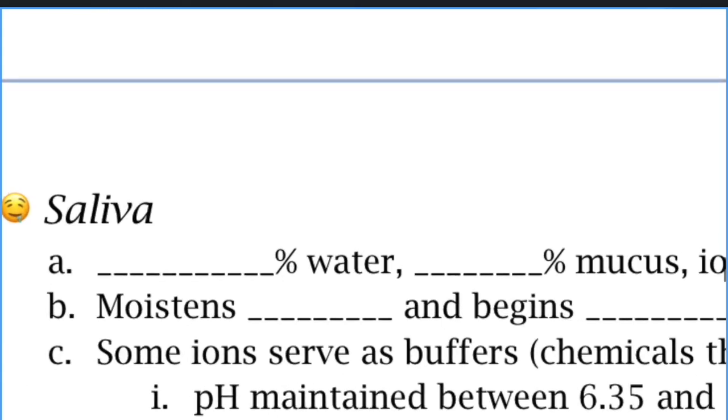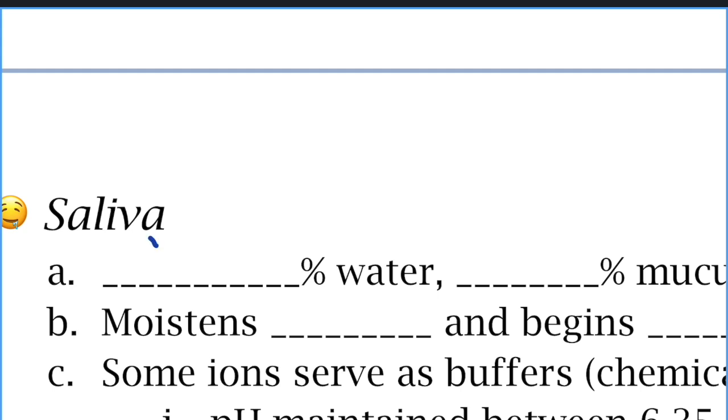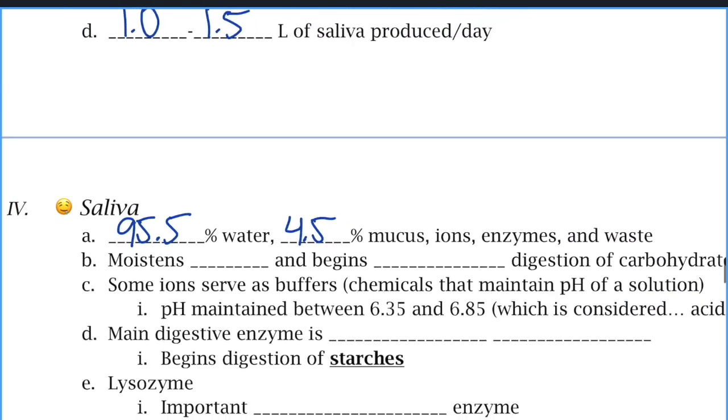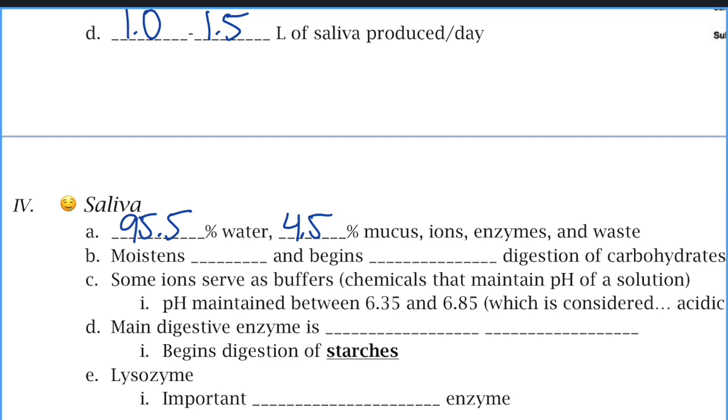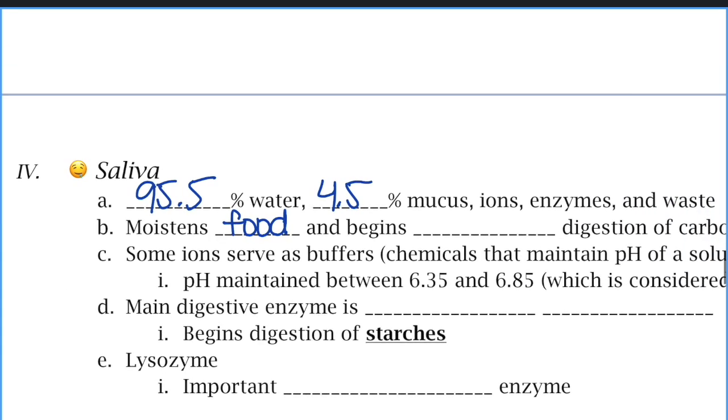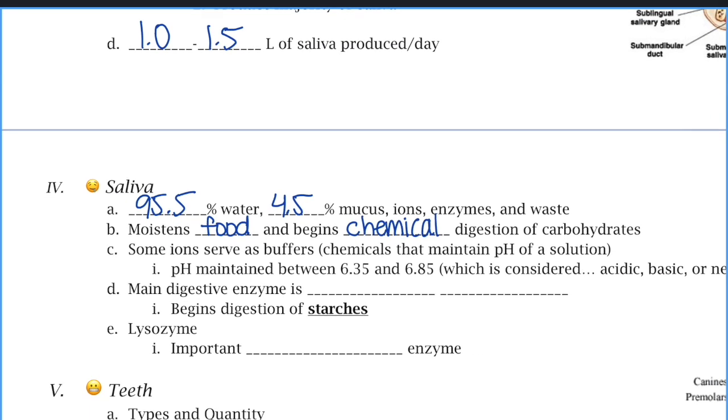All right, so saliva in general is 95.5% water. The remaining percentage, if you do the math, 100 minus that is 4.5, is going to be mucus, ions, enzymes, and waste. Saliva's purpose is to moisten the food, which we call the bolus. So it turns it into bolus. Bolus is the ball of food with the mucus and the saliva. And it also starts the process of chemical digestion of carbohydrates.